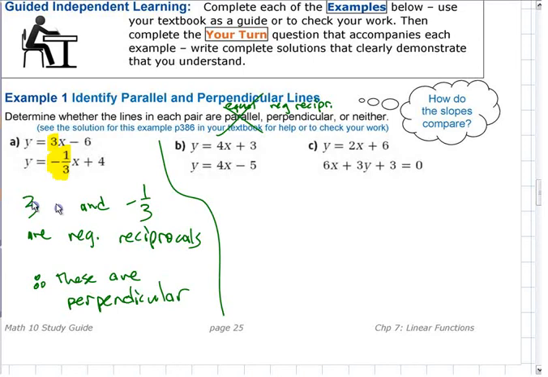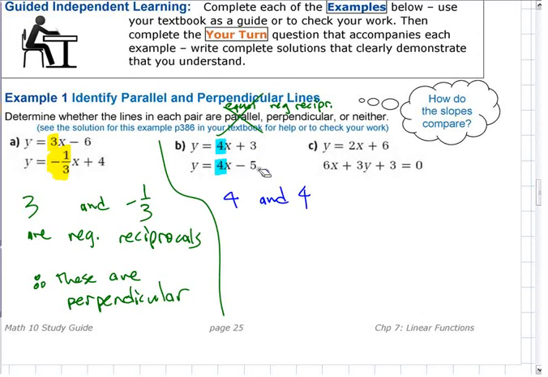This one's even easier, right? This is already in slope-intercept form. This is in slope-intercept form. Slope of that one's 4. Slope of that one's 4. Couldn't get any easier than that. The slopes are 4 and 4. The y-intercepts are different. What does that tell you? What if the y-intercepts were the same as well? What if this said 4x plus 3, 4x plus 3? They're right on top. It's the same line.